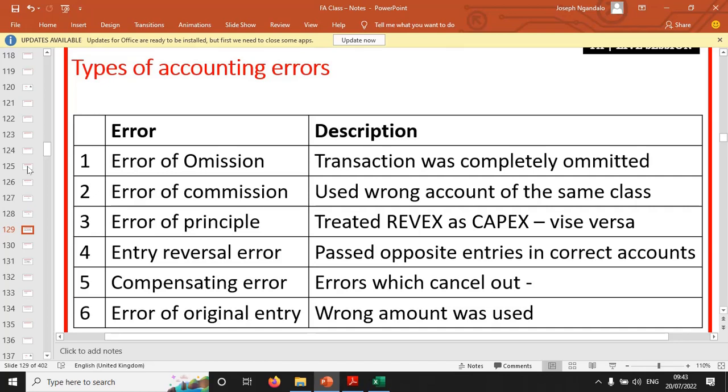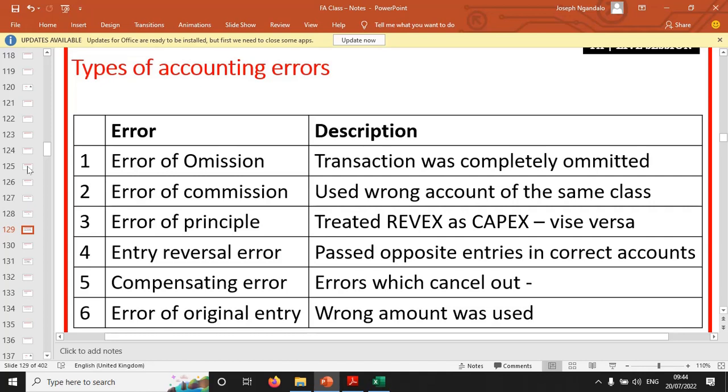But in compensating error, we're seeing 2 or more errors have occurred on both sides of the trial balance, and they have ended up cancelling each other. Do you understand that? Yes. So if we overstate the debit by 100 and overstate the credit by 100, we shall have a compensating error. You understand that? Okay?